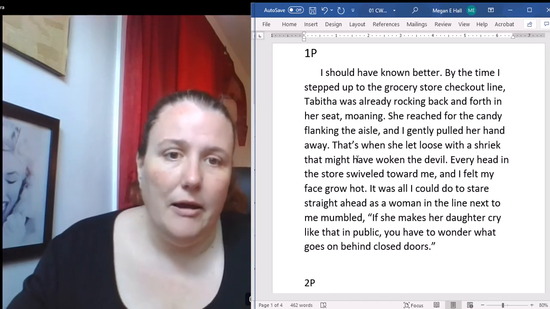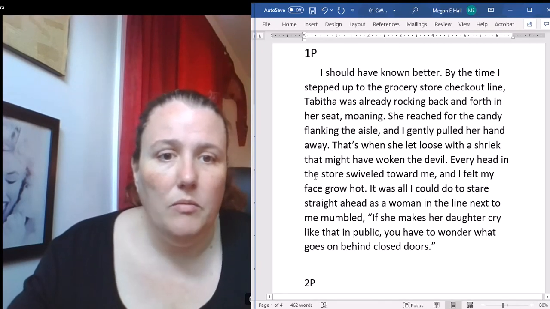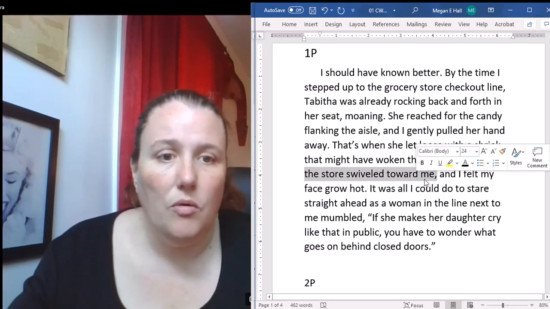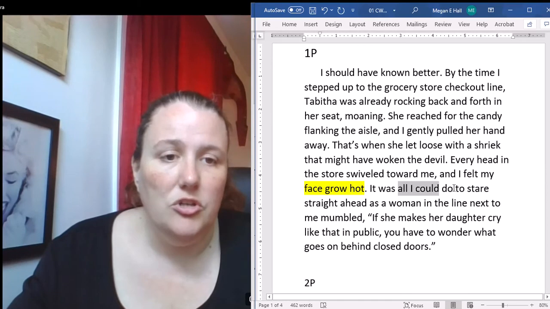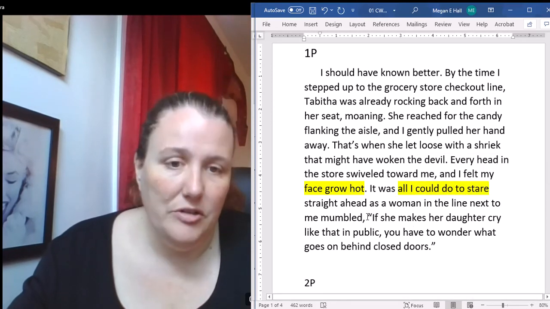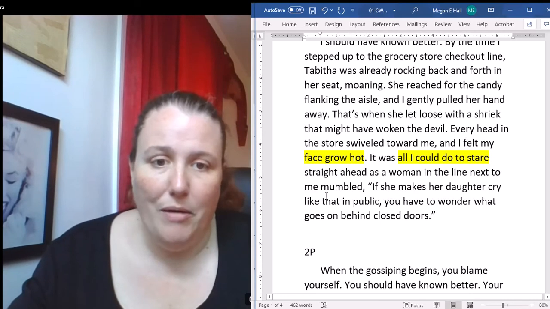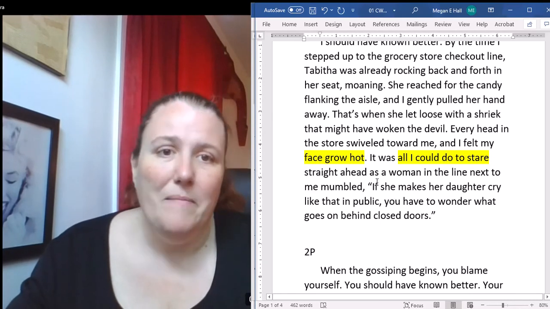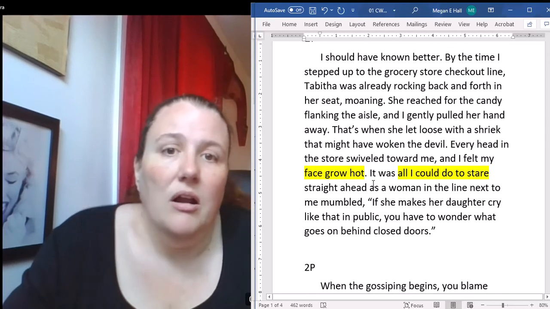So we have this setup. This is told from the mom's point of view, right? We see her watching the heads going toward her. We have this organic imagery of her face growing hot. All she can do is try to stare ahead and just check out her stuff. And now she has this, presumably a stranger, making this comment about her daughter, who's probably just little and tired, right? But you really can see things through her eyes here.